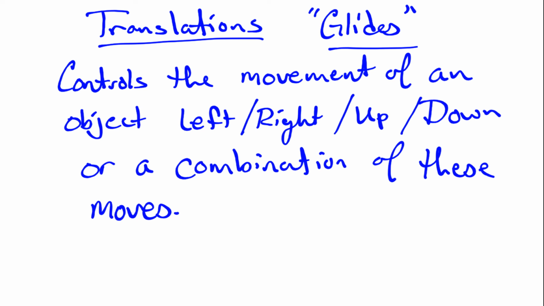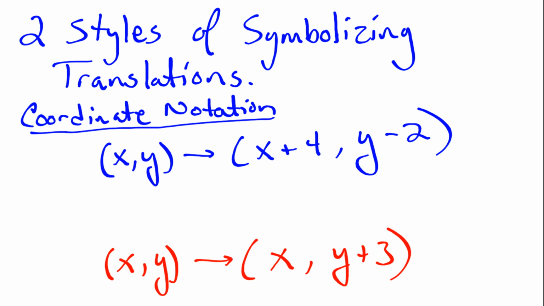In this lesson, we're going to learn about translations, or what are also known as glides. These are the transformations that control the movement of an object, either left, right, up, or down, or any combination of those moves. There are two styles of symbolizing translations.